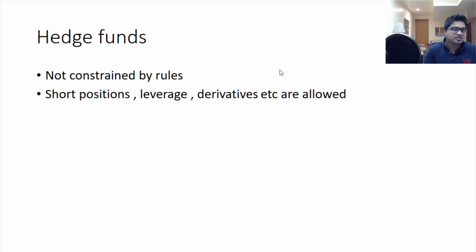Hedge funds do not have such restrictions. So they can take concentrated positions. They can invest more than 10% in one company. They can have more than 10% voting rights in one company. They can short sell, they can use leverage, they can invest in currencies. So they can take exposure in commodities. So they are not constrained by rules. Mutual funds are not allowed to take short positions, leverage, or use derivatives beyond permissible use, but all these things are possible in hedge funds.